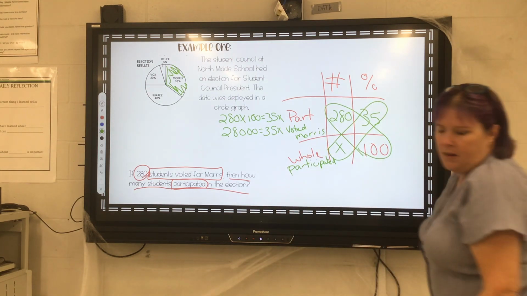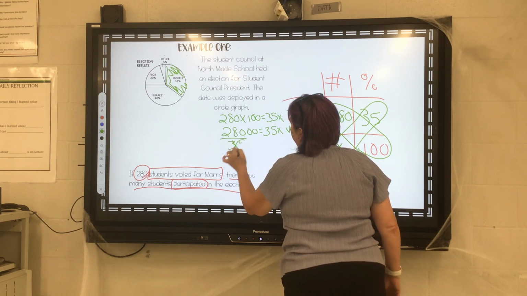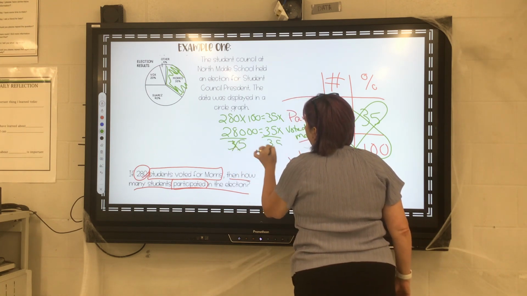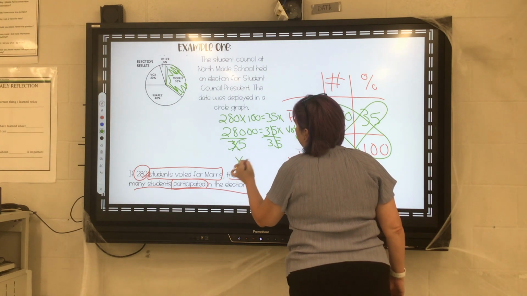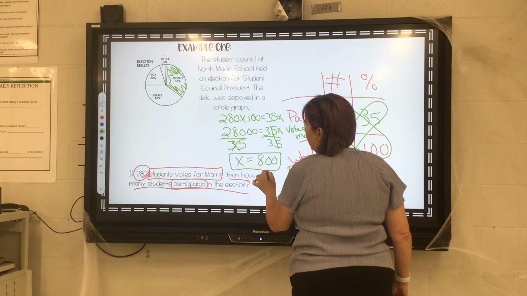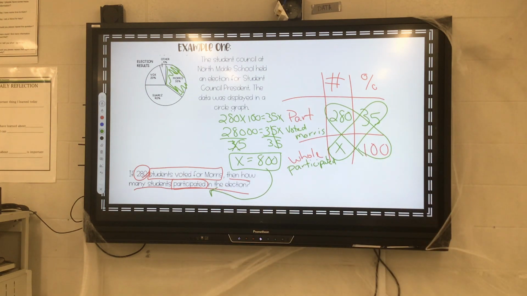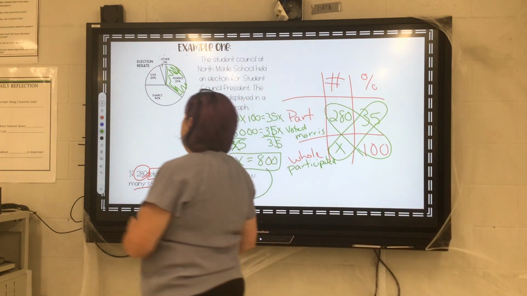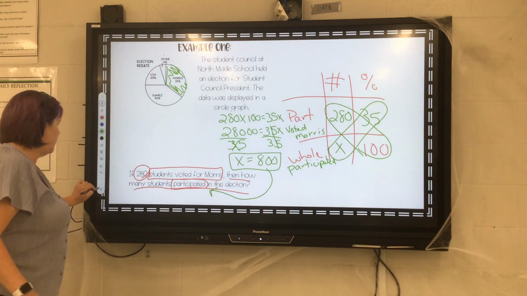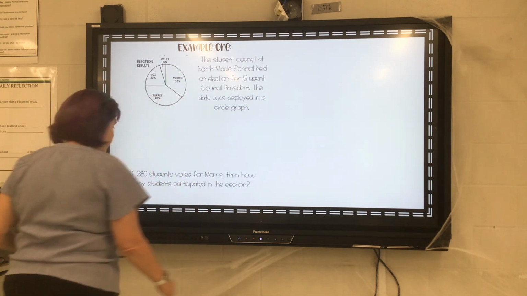And saving the math, we divide 35 by 35 on both sides, and we get x equals 800. So 800 students participated in the election. Okay. So like I said, it's the same exact thing that we did yesterday, except we're using graphs to get some of our information.